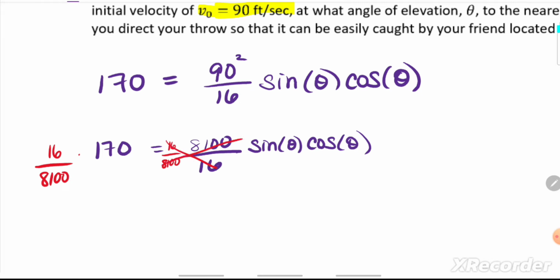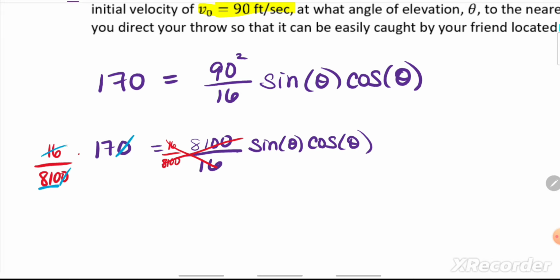We can do some simplifying here. I can lose a 0 for sure. I can also simplify the 16 and the 810 that's left. I can simplify both of those by 2. So this becomes an 8. This becomes 405. Multiplying straight across, we'll get 136 over 405 equal to sine of theta cosine of theta.